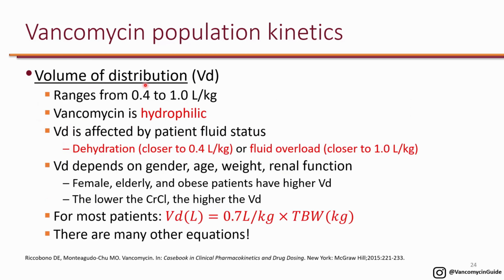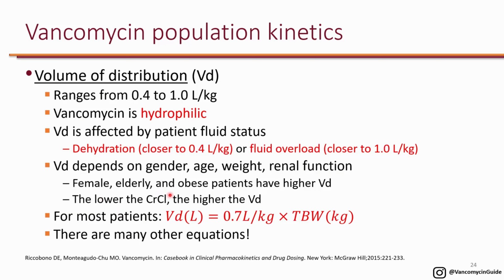The next equation is volume of distribution. Although vancomycin is hydrophilic, it has huge variability in volume of distribution. It goes from 0.4 to 1.0 liters per kilogram. And because it's hydrophilic, volume status makes a difference. If someone is dehydrated, the volume of distribution is lower, so it's closer to 0.4 liter per kilogram. Whereas in someone with fluid overload, the volume of distribution is higher, closer to 0.9 or 1.0 liter per kilogram. Now, the volume of distribution also depends on gender, age, weight, and renal function.